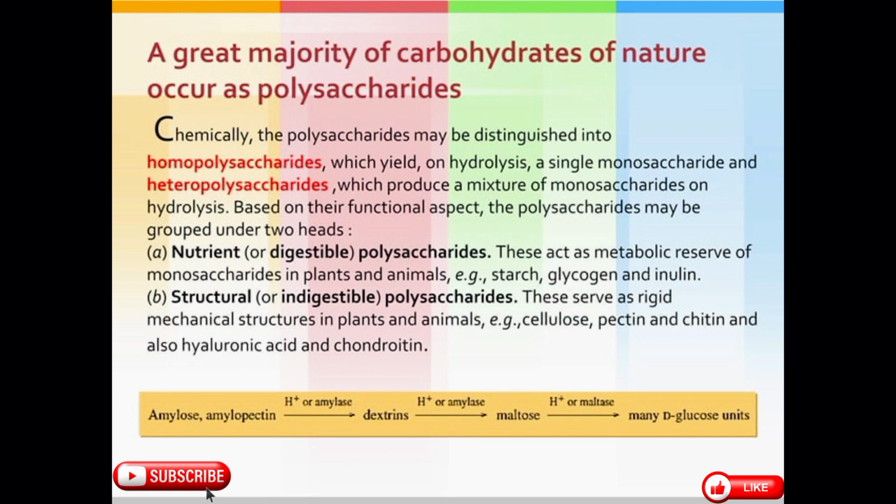Chemically, the polysaccharides may be distinguished into homopolysaccharides, where homo means same, which yield a single, same type of monosaccharide on hydrolysis, and heteropolysaccharides, where hetero means different, which produce a mixture of different monosaccharides on hydrolysis. Based on their structural aspect, polysaccharides may be grouped under two heads: digestible nutrient polysaccharides and structural or indigestible polysaccharides. Examples of digestible polysaccharides are starch, glycogen, and inulin, while examples of indigestible polysaccharides are cellulose, pectin, and chitin.